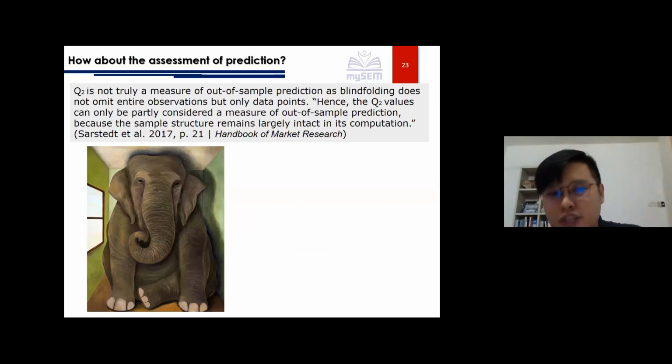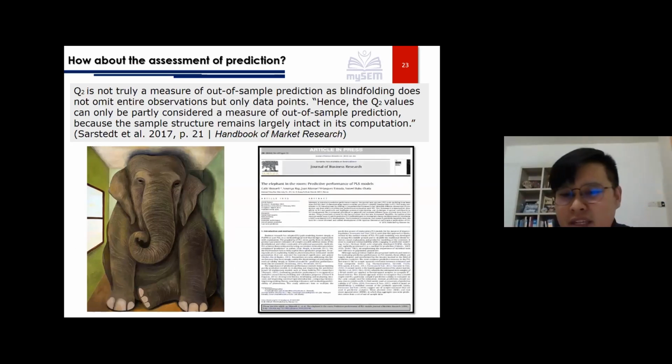Just now, I mentioned Q square, but what about another type of prediction, which is the PLS Predict, which is quite famous today.